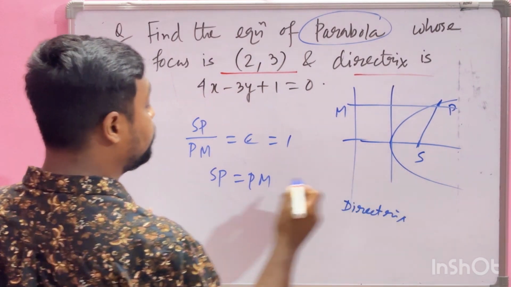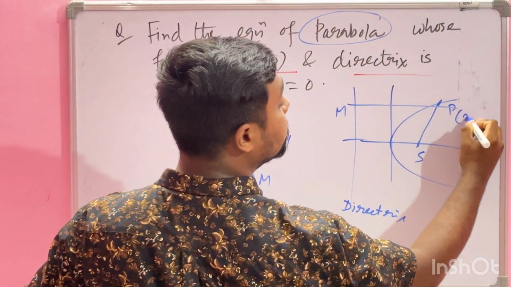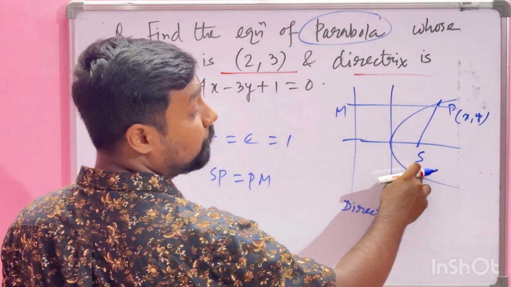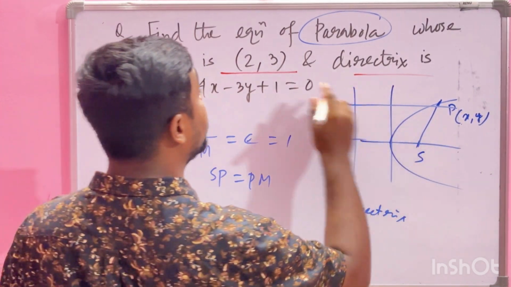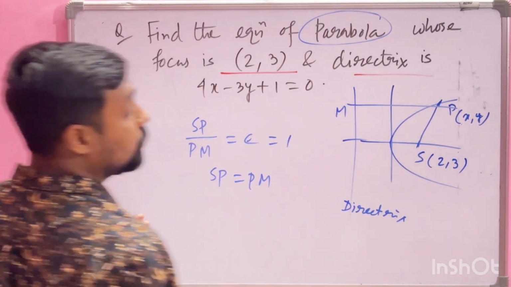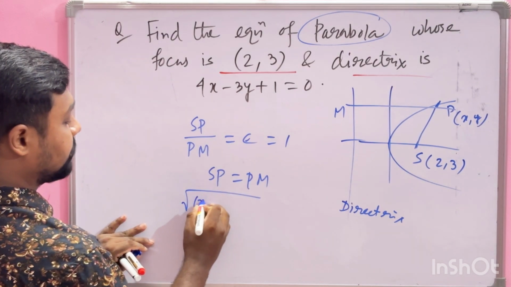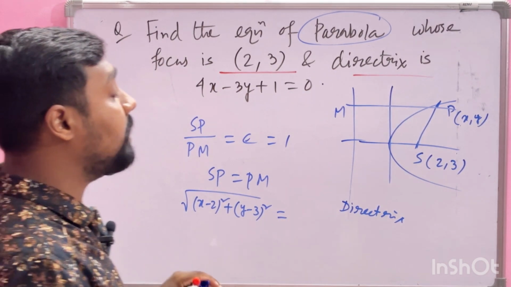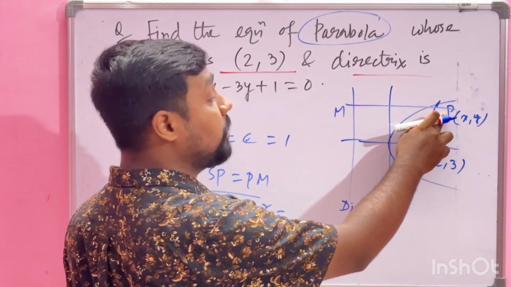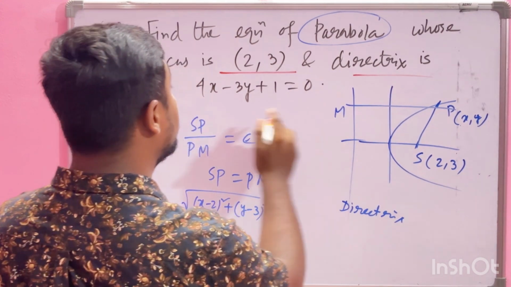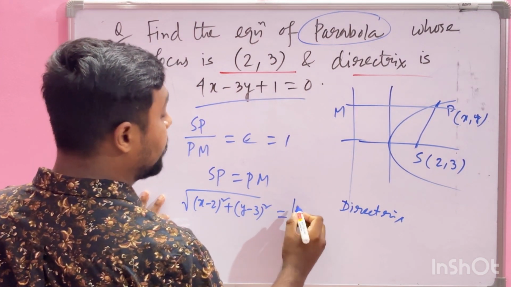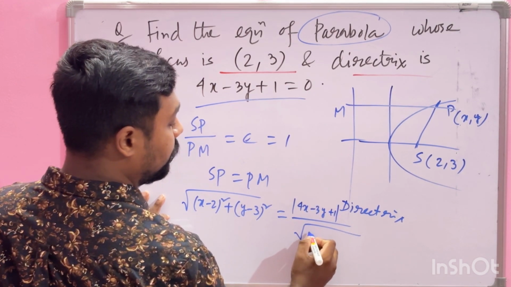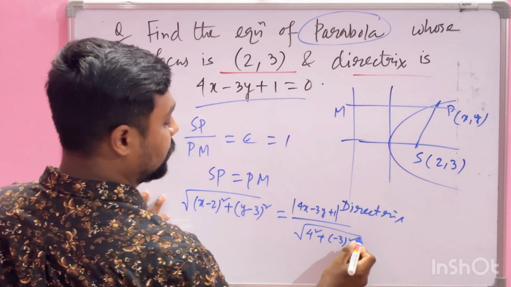So if the coordinate of P is (x, y), SP is the distance of the focus from P. What is the coordinate of S? Focus (2, 3). So the distance will be the square root of (x minus 2) whole square plus (y minus 3) whole square, and PM is the perpendicular distance from the point P to the directrix. The equation of the directrix is this one. That means the perpendicular distance will be (4x minus 3y plus 1) over the square root of 4 square plus (minus 3) square.